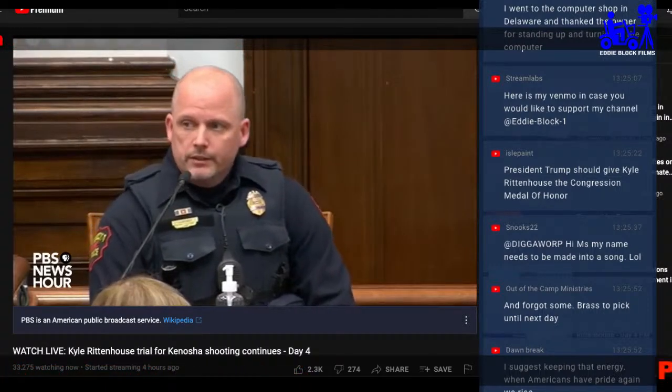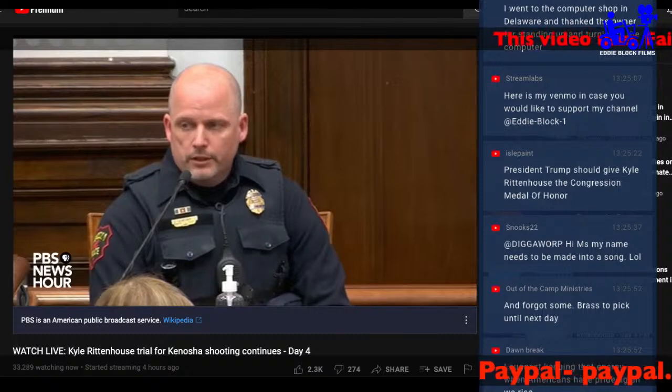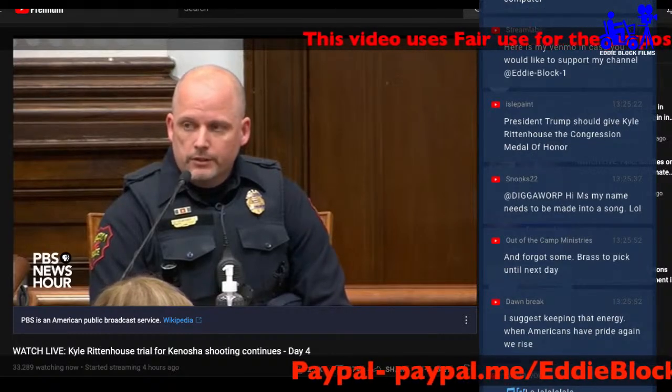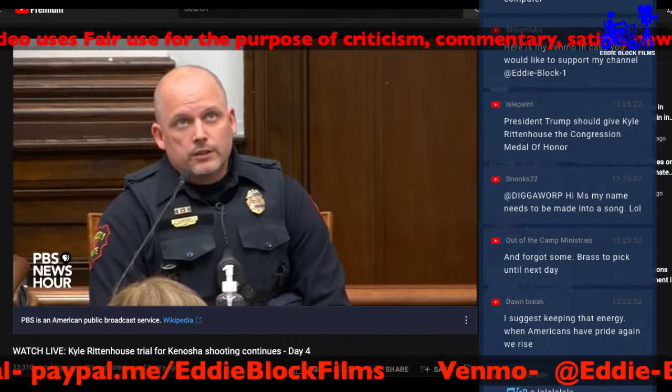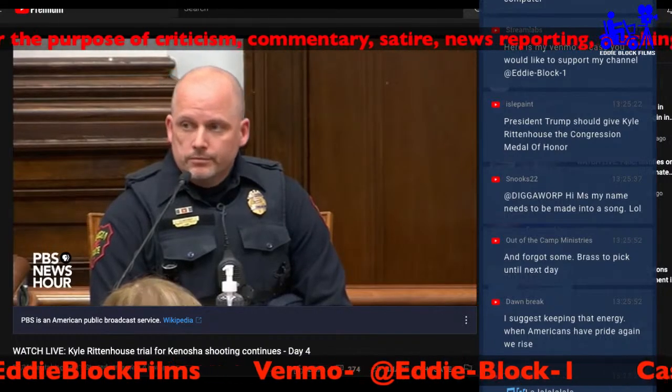What is the next thing that happened? I walked into the parking lot and I observed what appeared to be blood on the concrete of the parking lot. Closest to would be the southeast corner of the building.